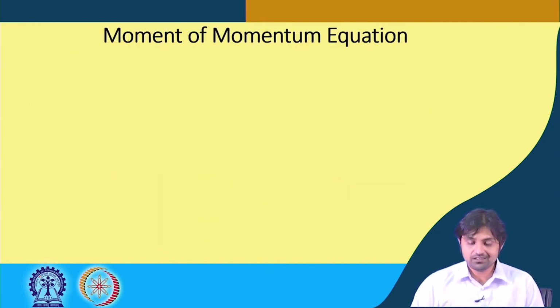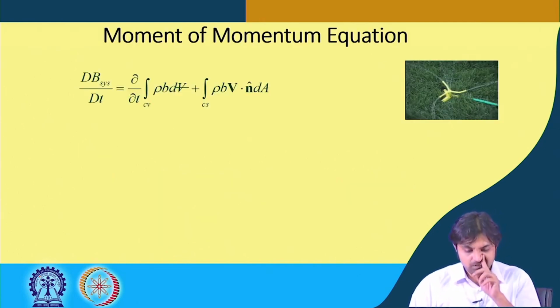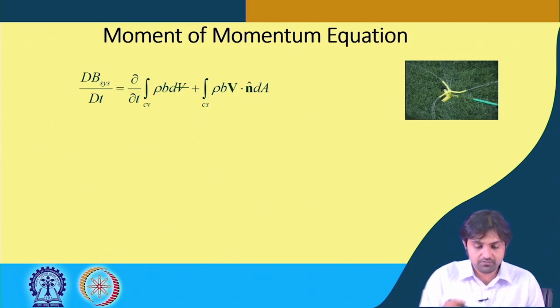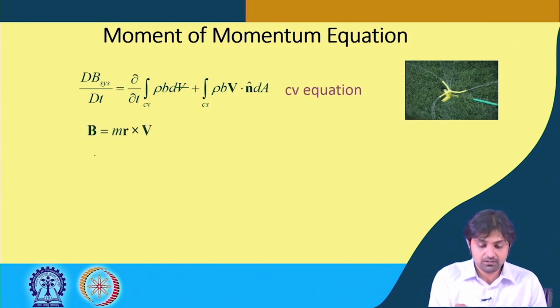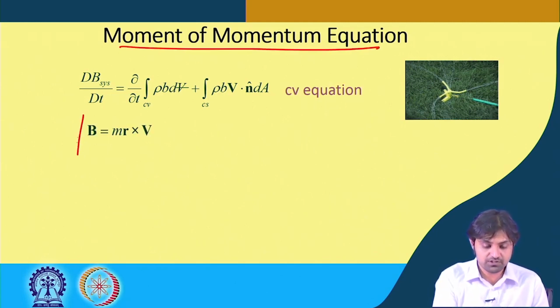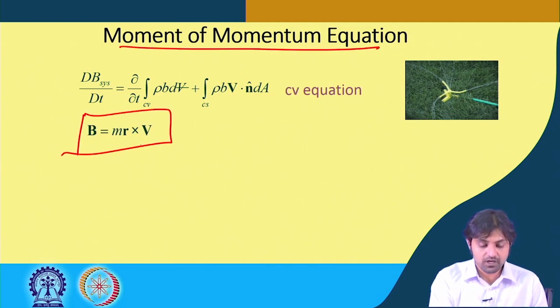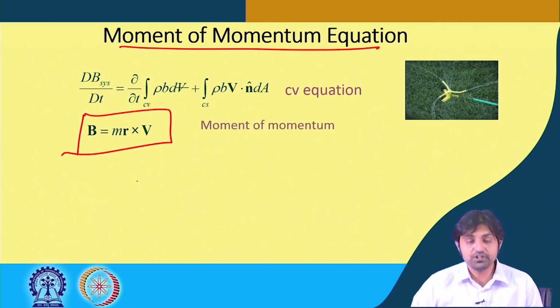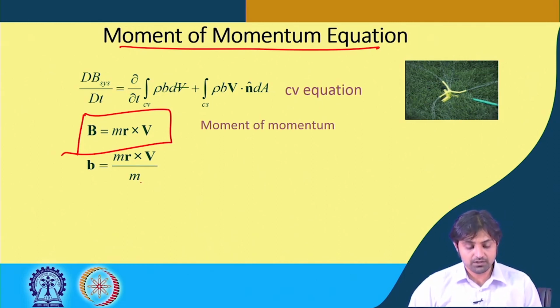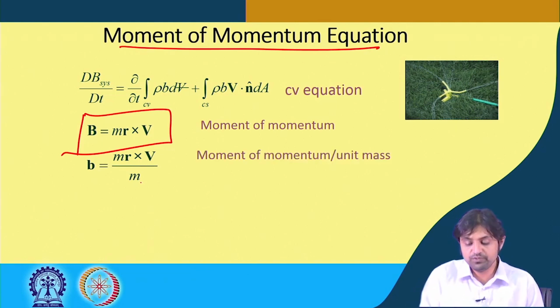Now similarly there is something called the moment of momentum equation. We are not going into detail, but just to show that here the capital B, for deriving the moment of momentum equation, we can assume m r into v, moment of momentum. This r is actually nothing but gamma, and small b will be m r into v by m, so moment of momentum per unit mass.